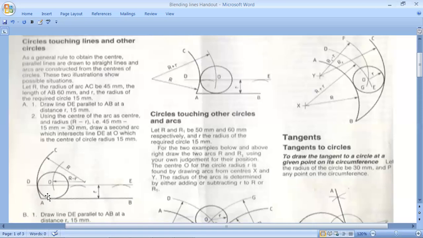The radius of the arc you want is 15, and the radius of the arc that you already have is 45. You say 45 minus 15, you get 30. From the same point where you drew the big circle, you put the compass in there, radius 30, and you draw this. When you get that point, you put the compass here at the radius you want, radius 15, and you're going to be able to draw an arc touching this circle and touching this line. This is for this first example.